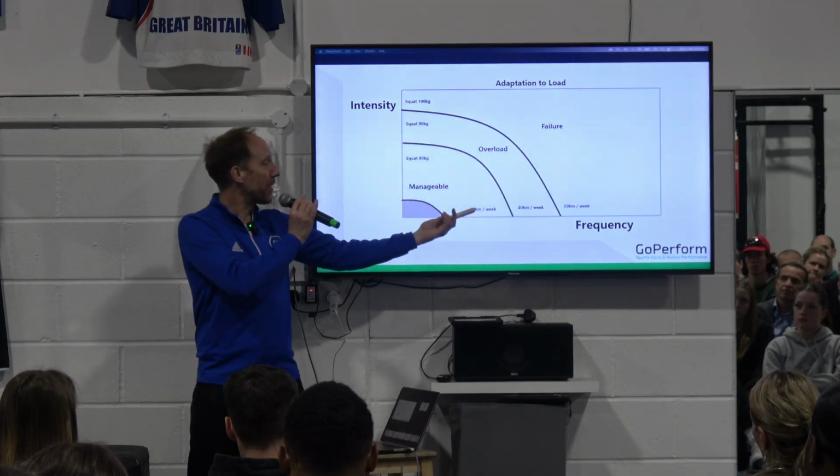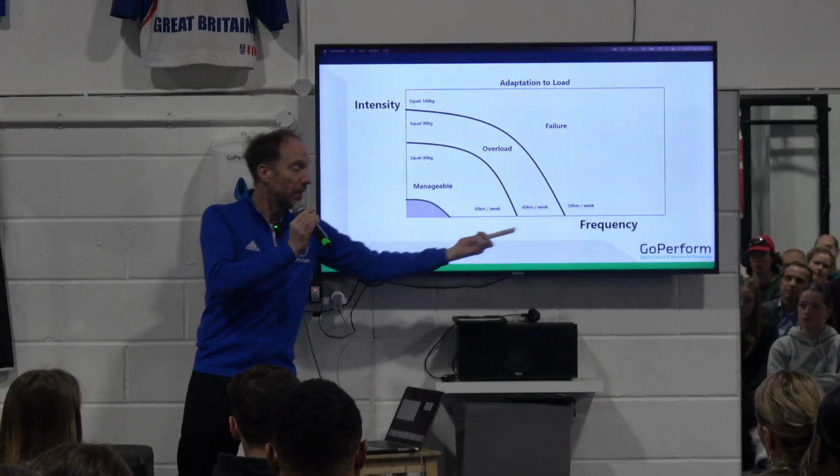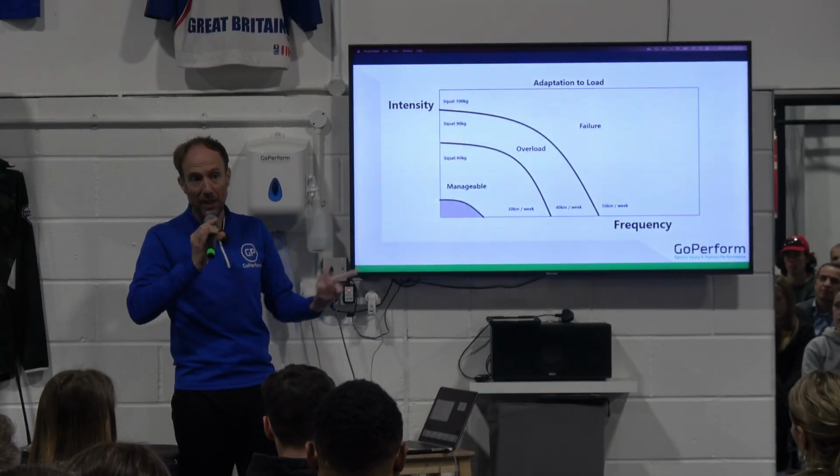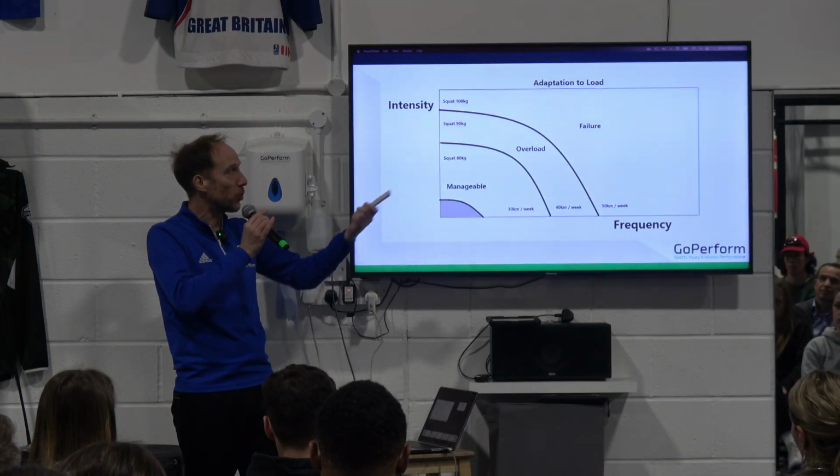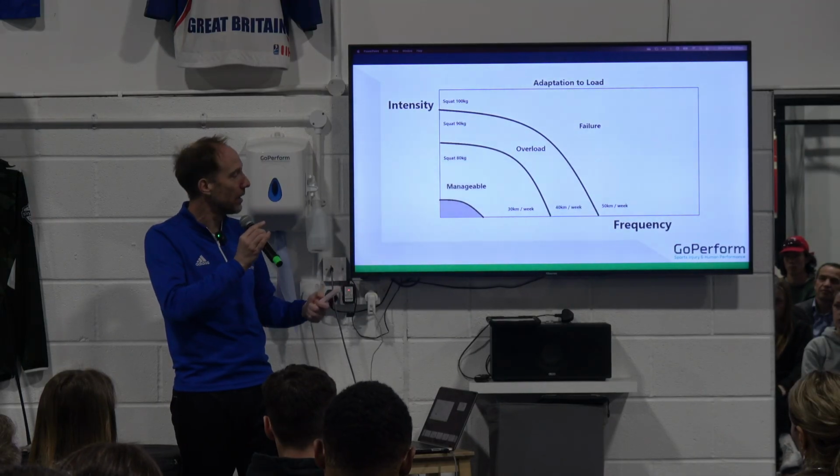The problem is that runner goes from 30 to 50, which is a big transition very quickly. That's when you're more likely to run into injury because you're getting into that risk of failure.